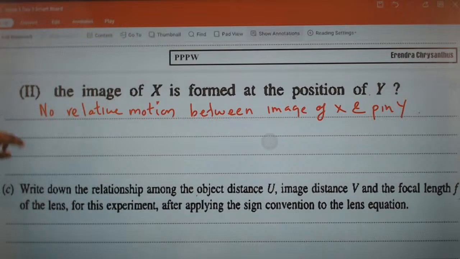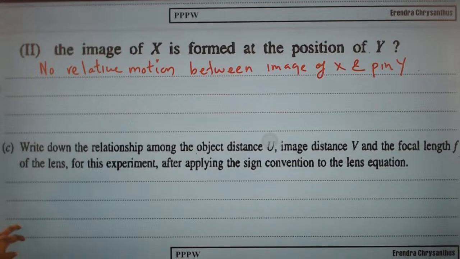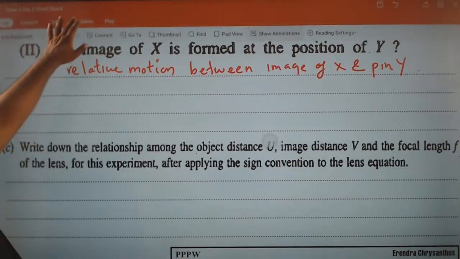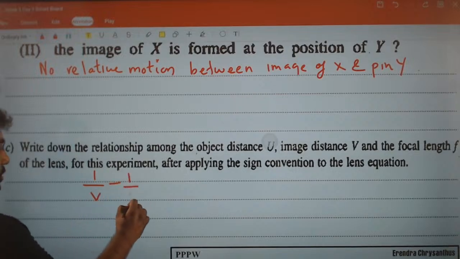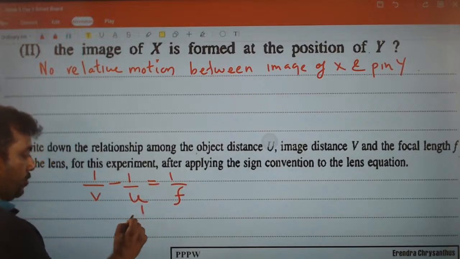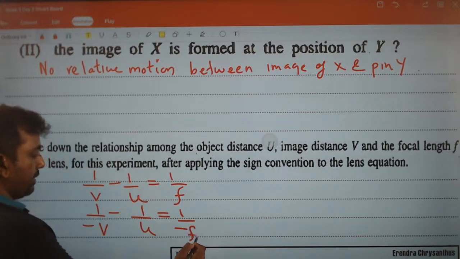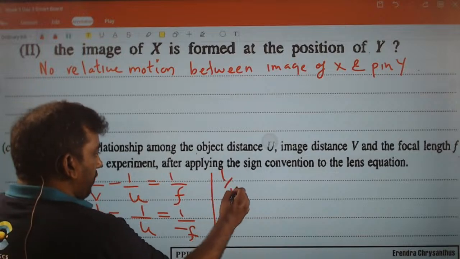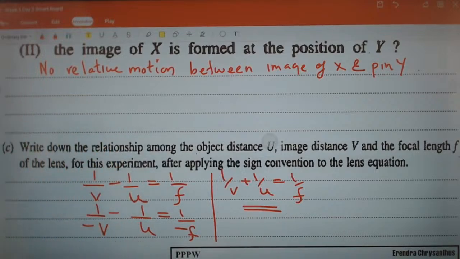Write down the relationship between object distance u, image distance v, and focal length f after applying sign convention to the lens equation. So here 1 over v minus 1 over u equals 1 over f. U is going to be positive, v is going to be negative, opposite to direction, focal length is minus. Simplify this: 1 over v plus 1 over u is equal to 1 over f. Then what?